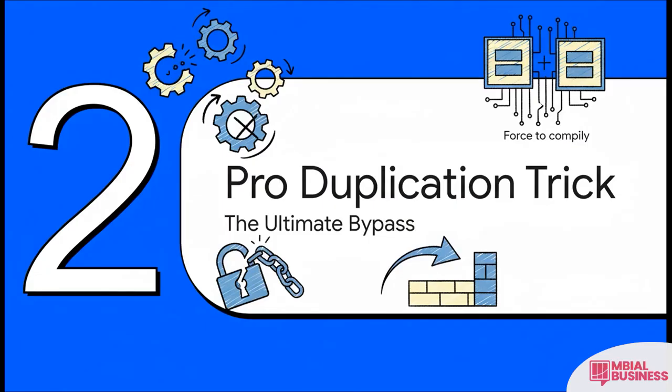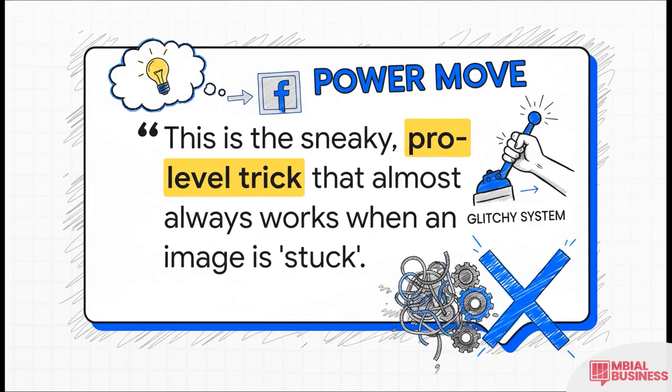But what if you're in that stubborn 20%? What if the basics just aren't cutting it? Well, now it's time to pull out the big guns. This is the ultimate bypass. I call it the pro duplication trick. This is how you force a glitchy system to do what you want. This isn't just a workaround. This is about understanding the system's logic and outsmarting it.